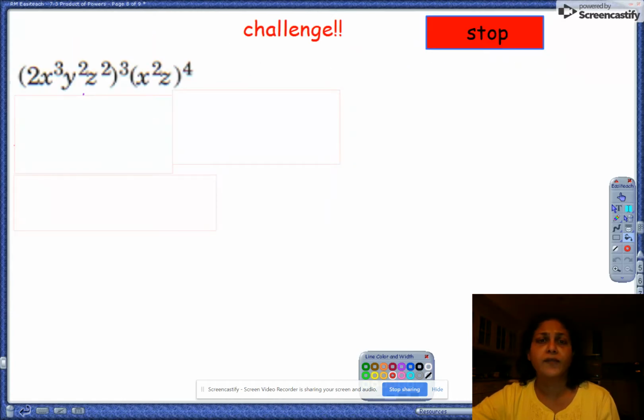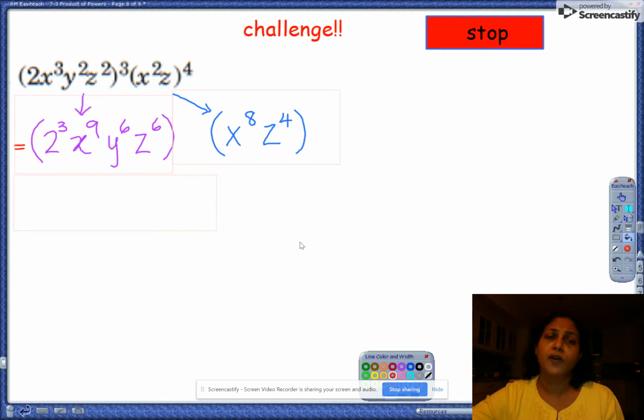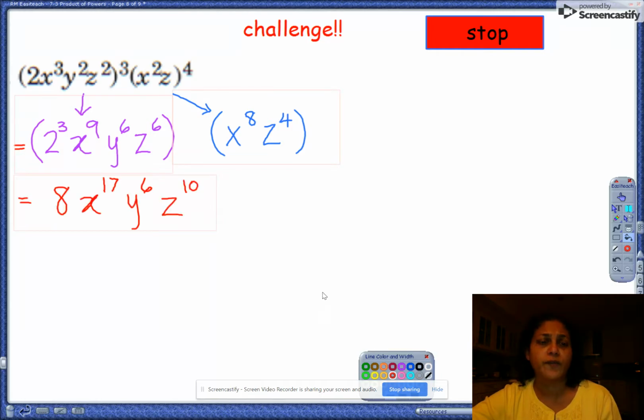And then here's a challenge one for you. Give it a try. Everything in the first parentheses gets raised to the third power, and everything in the second parentheses gets raised to the fourth power, and then you have to multiply them together. So the first parentheses becomes these numbers, the second parentheses become these numbers, and now you're going to do coefficient times coefficient and variable times variable. And that is it.